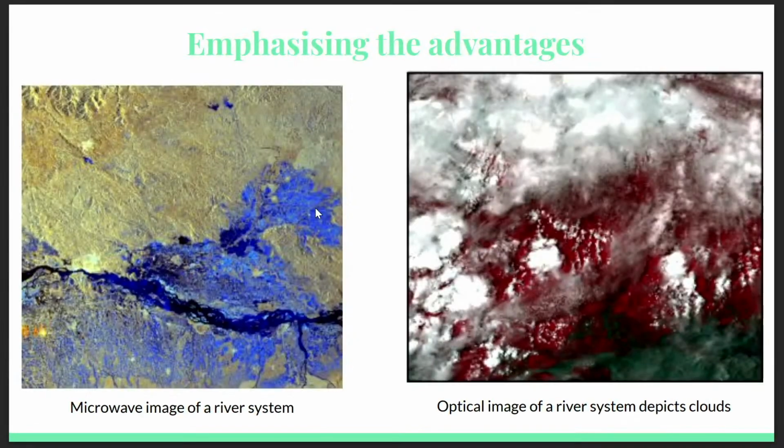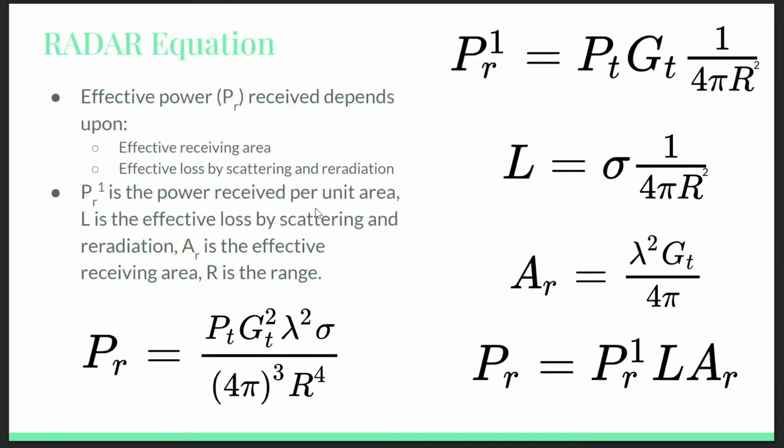Now, this area, completely cloudy. How does it look over here in the microwave? You can make sense of it. You can see there's a braided river channel over here. All of those details can be seen, right? So these are some of the advantages that microwave remote sensing will be giving you.